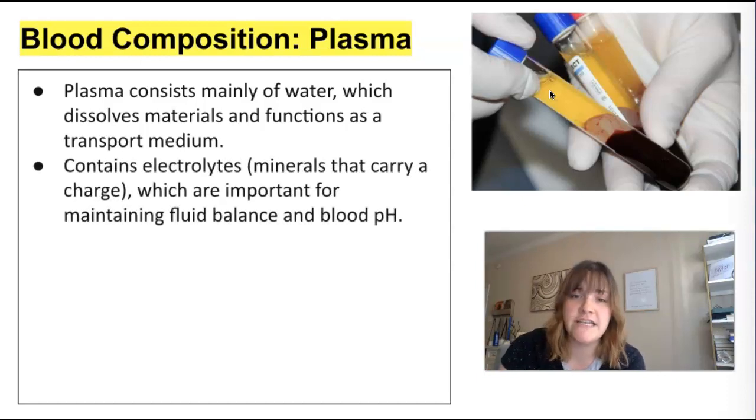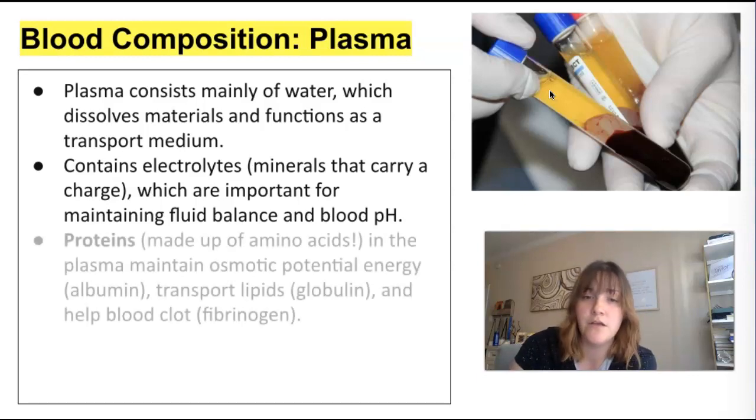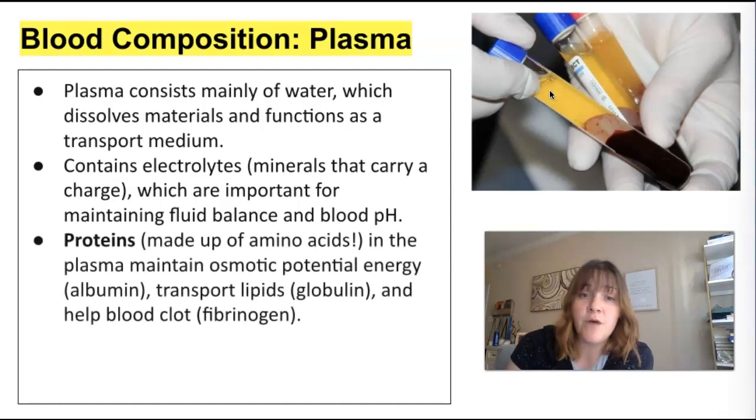Plasma also contains electrolytes. These are just minerals that carry a charge, and those electrolytes are really important for maintaining fluid balance and also maintaining the pH of the blood. Plasma also contains proteins. And remember, this is important. Wink, wink, hint, hint. Proteins are made up of amino acids. So plasma has amino acids in it because it has proteins in it.